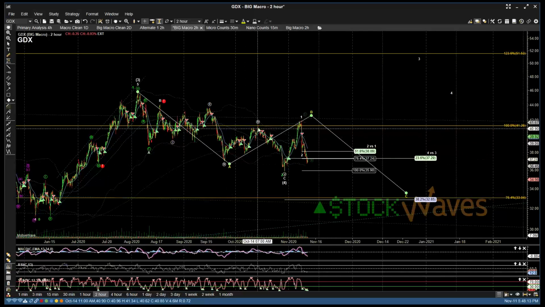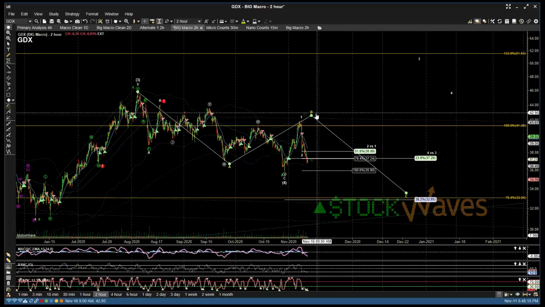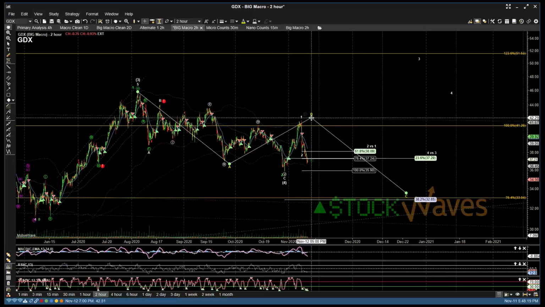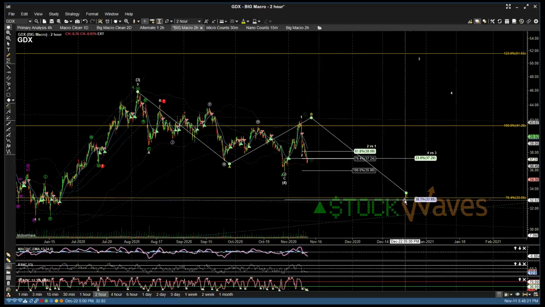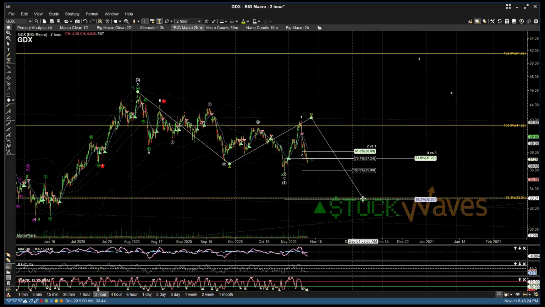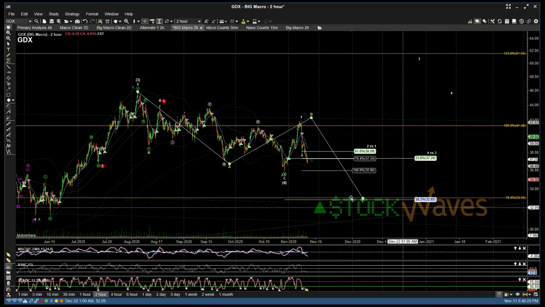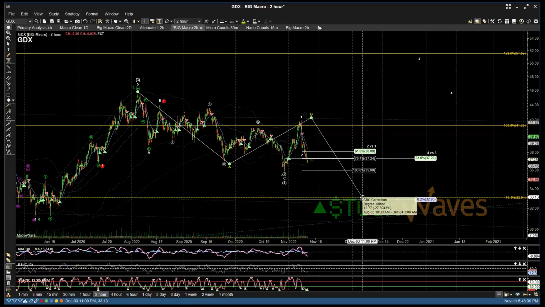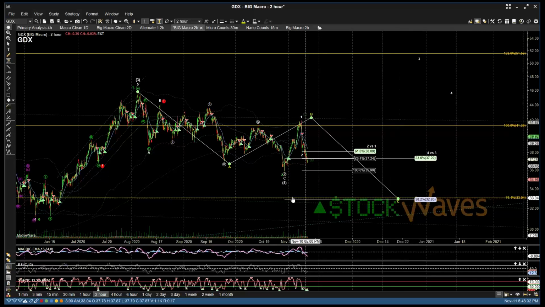We have an A, B, C up for another A wave inside this B, and a lower low here, and then a strong 5 waves up. So we can be working on a C wave down, which could target the 32s, or 32 region, as an alt of this wave 4. So that might stretch further into December.